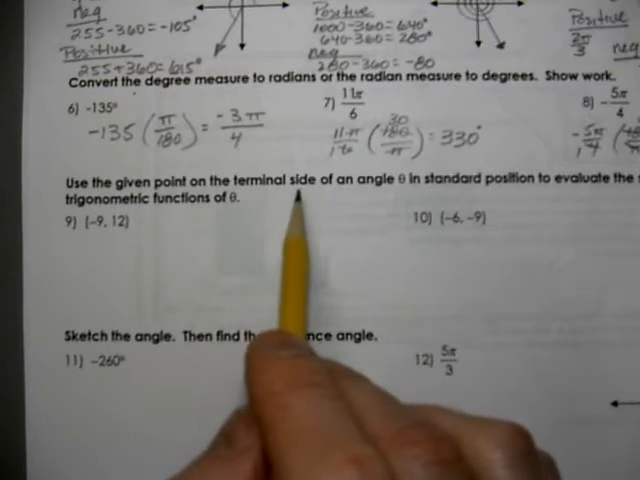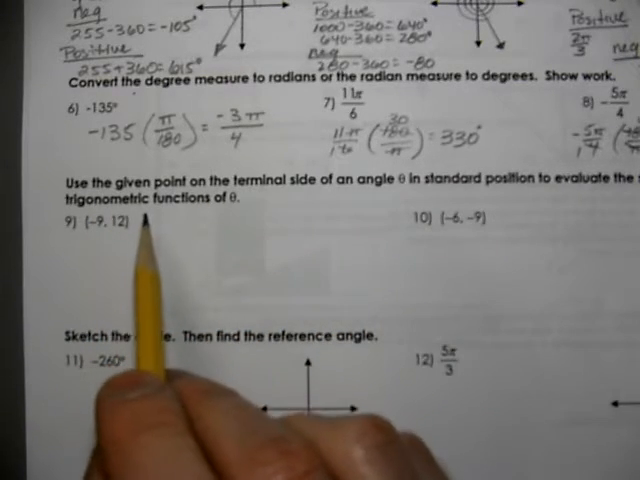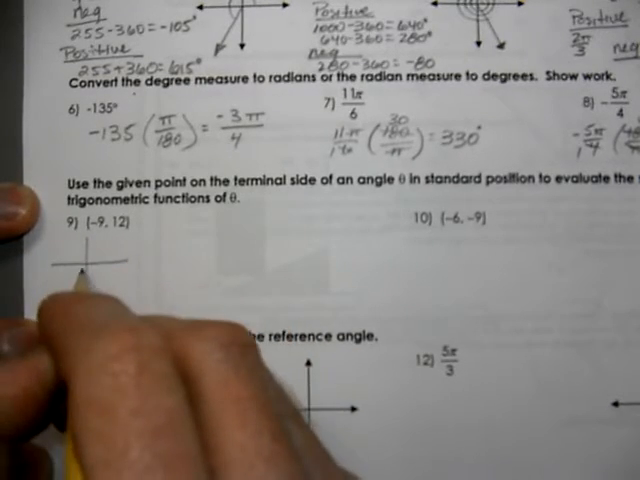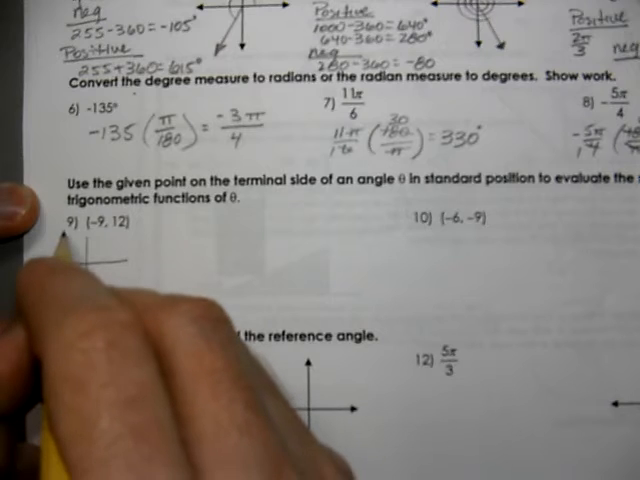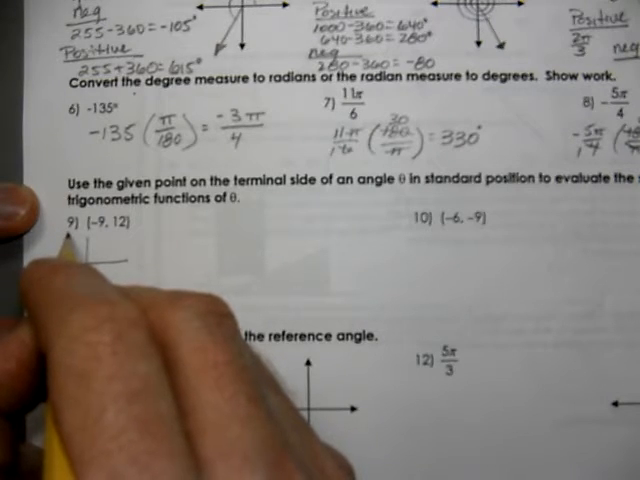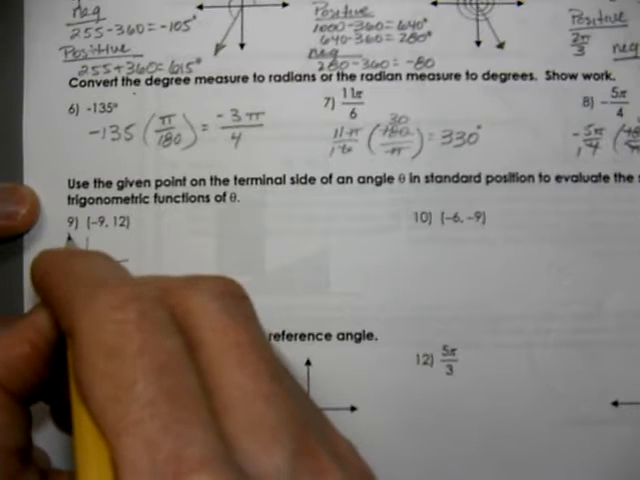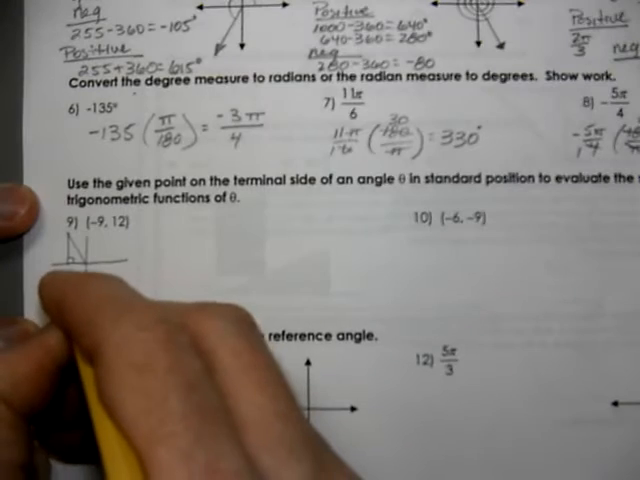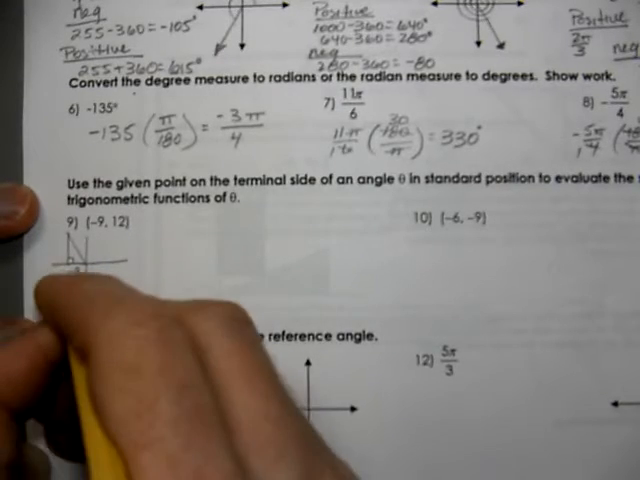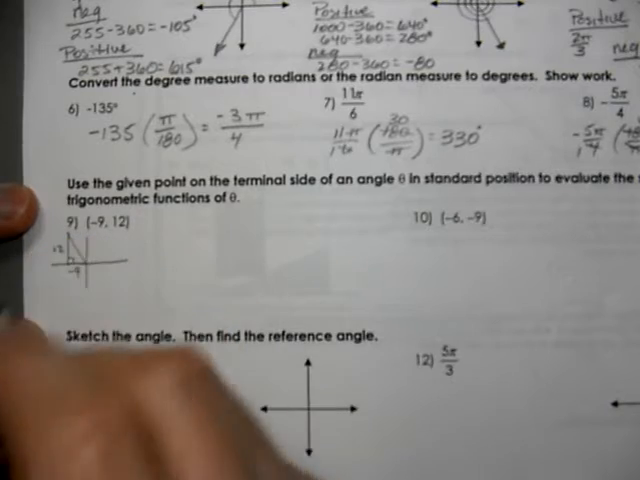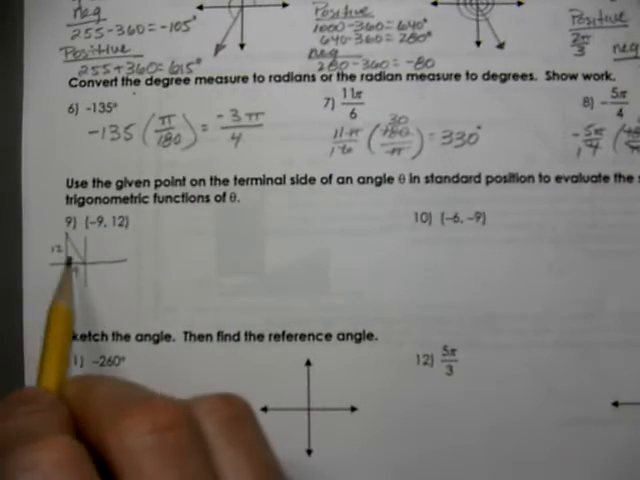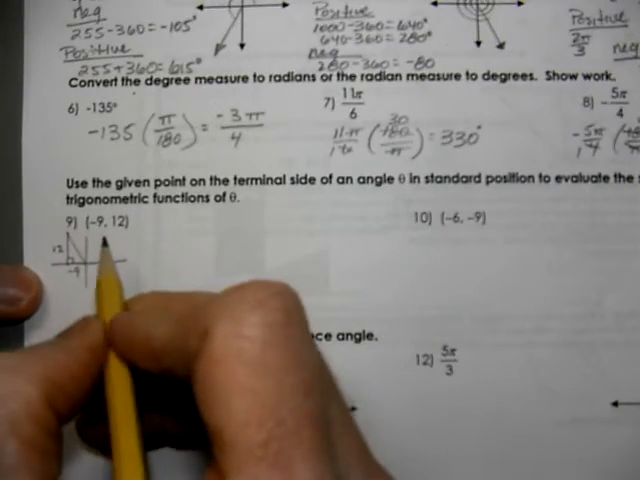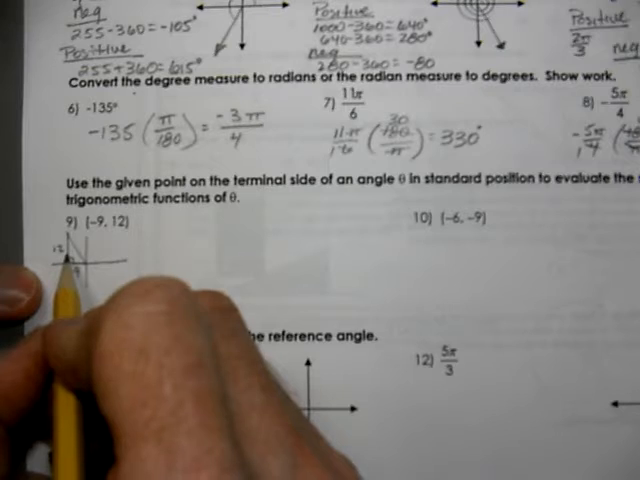Use the given point on the terminal side of the angle in standard position to find the 6 trig functions. So negative 9 over and 12 up. So we're negative 9 for the adjacent side, and 12 for the vertical side, or the opposite. So now we have to find the hypotenuse.